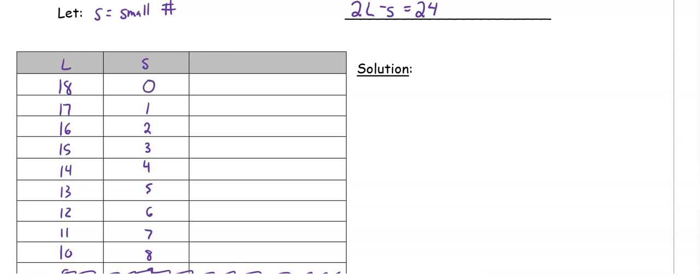We can really ignore this last row, though, because that wouldn't make them a large and a small number. That would make them the same number. So I'm going to ignore this last row. Okay, so we want to figure out what numbers give us 2 times the large minus the small equals 24. So we have 2 times 18 minus S, and we want to see what that equals.